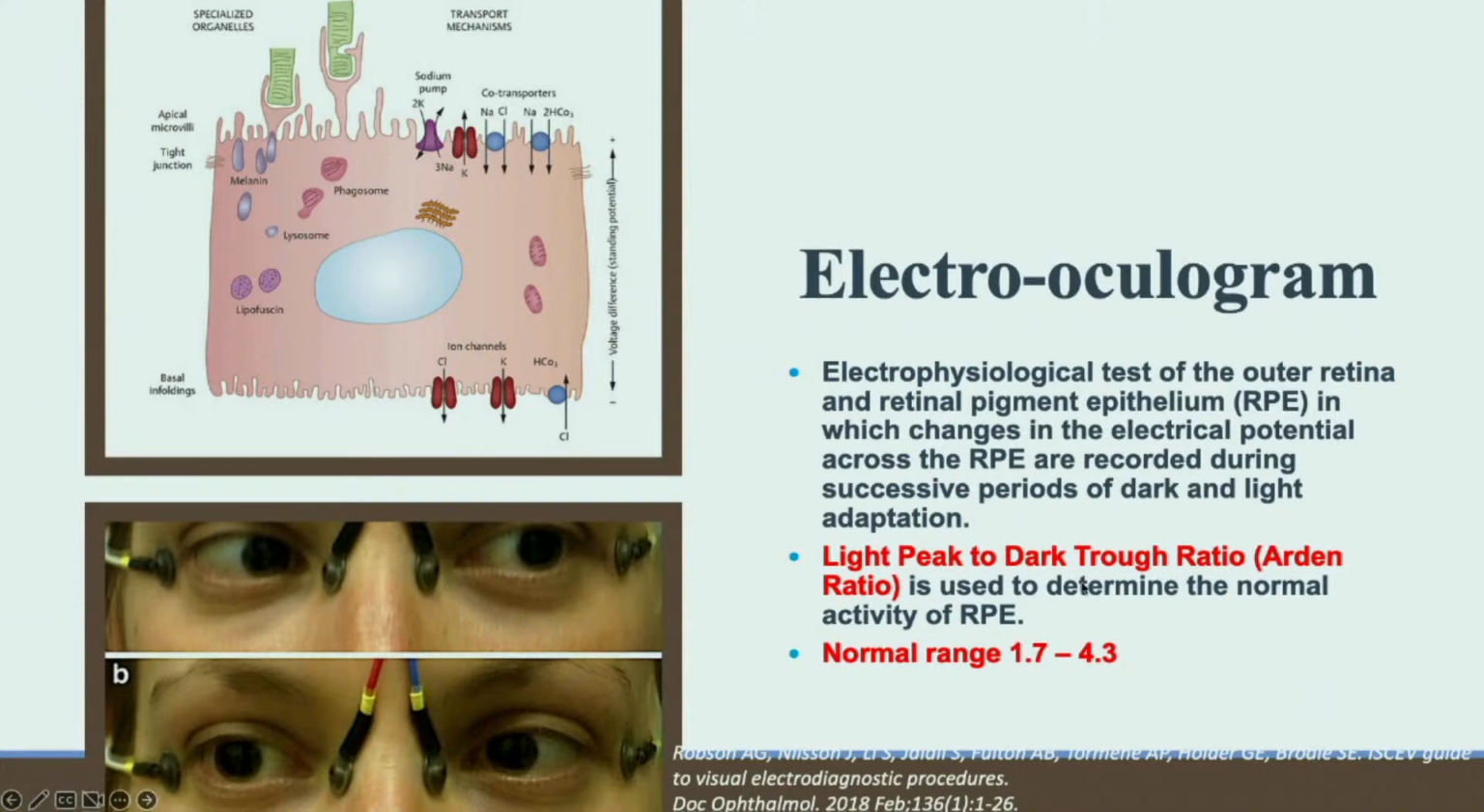You have a trough, the potential going down when there is the dark adaptation, and the peak coming when there is light adaptation. And the ratio of the light peak to the dark trough gives you what is called the Arden ratio. The normal range is 1.7 to 4.3, and anything 1.6 or less is considered pathological.